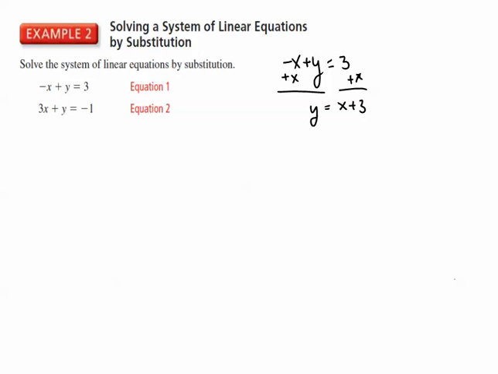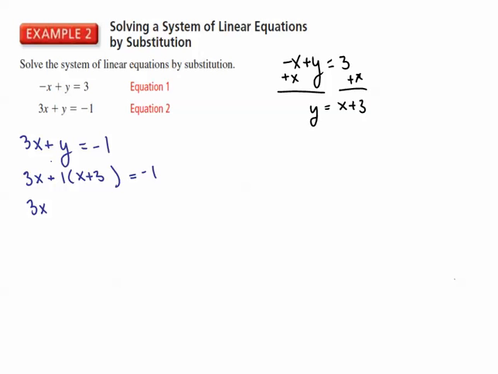Now, I know what y is, and so I'm going to go back to my second equation, 3x plus y equals negative 1. And in place of y, I am going to put parentheses, x plus 3, and that's equal to negative 1. All right? So since there's a plus sign on the outside of the parentheses, I can just remove the parentheses, or I can place a 1 in front of the parentheses and distribute, multiplying x plus 3 by positive 1.